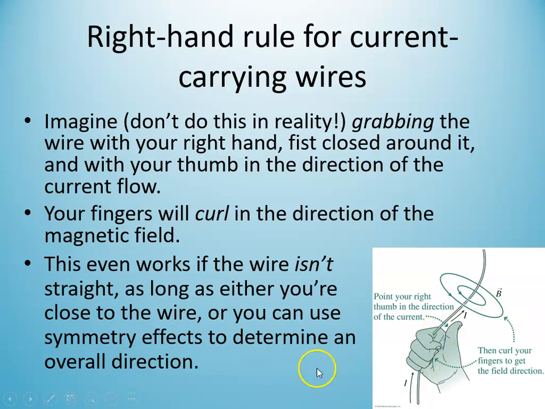And your fingers are curling in the direction of the magnetic field. In fact, that curl is the same idea as the curl that those of you who have taken multivariable calculus came across. In other words, the magnetic field actually is the result of a vector curl. And that's something that we'll have a little more to say about when we talk about Ampere's law, which is actually derived from Stokes's theorem.